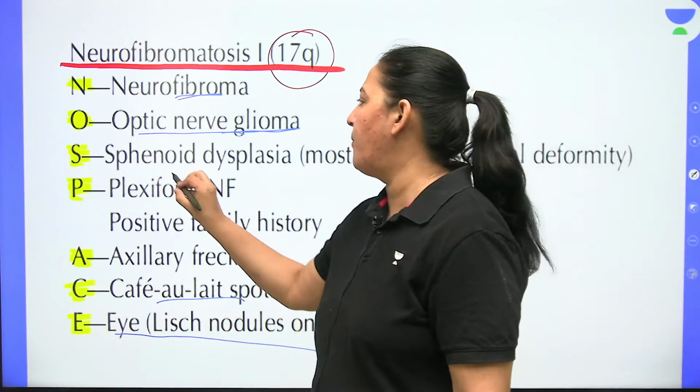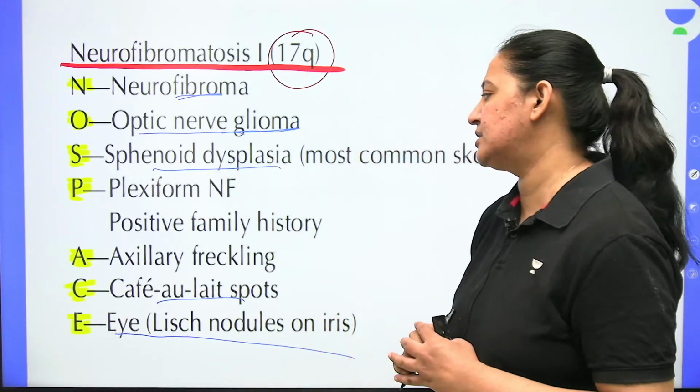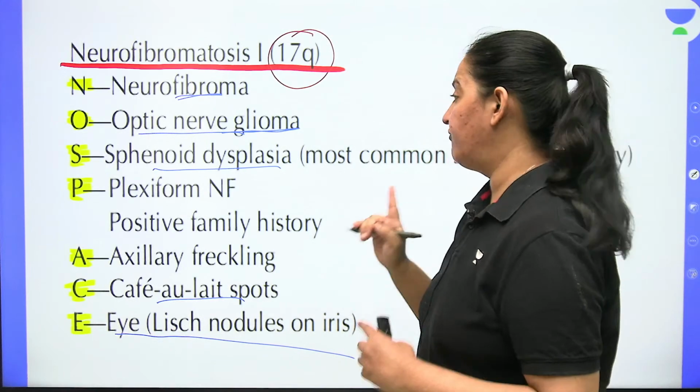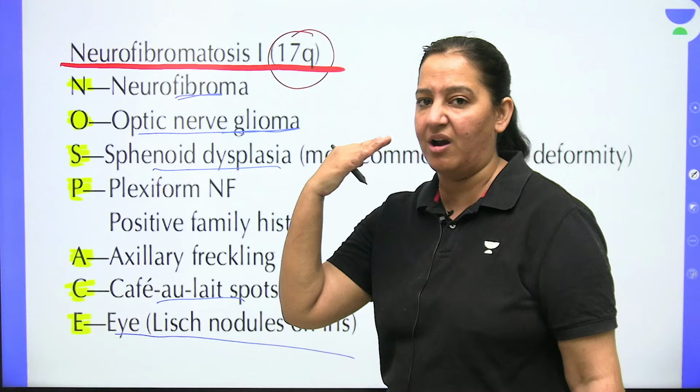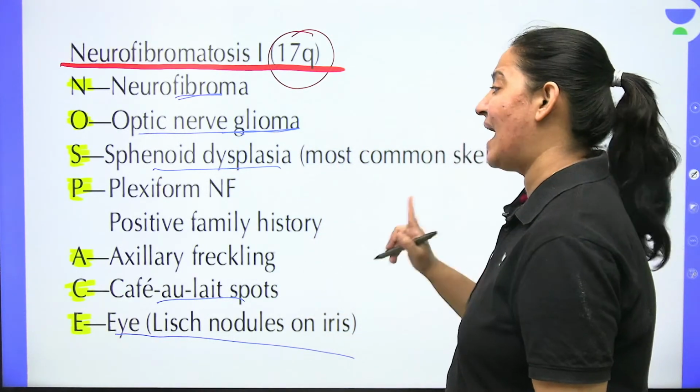And apart from it, 1 in the bone. In the bone, there is sphenoid dysplasia. One of the bones becomes dysplastic, that is the sphenoid. You know the sphenoid bone in the skull. That dysplasia is the most common skeletal abnormality.